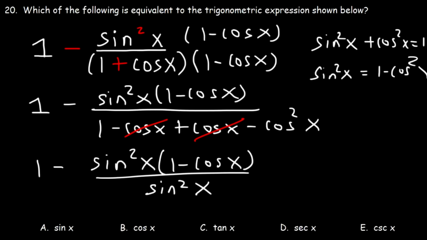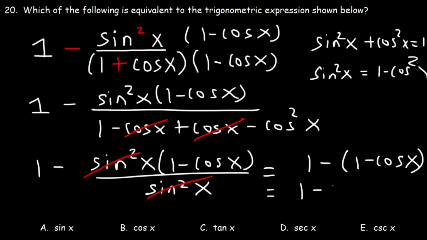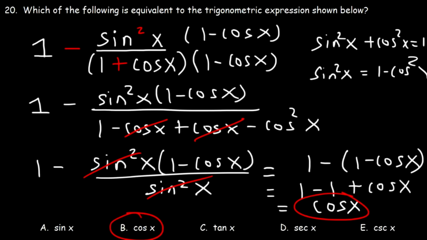So now notice that sine squared cancels. Sine squared divided by sine squared is 1. So this is going to leave us with 1 minus 1 minus cosine. Now let's distribute the negative sign. So it's 1 minus 1, but positive cosine. 1 minus 1 is 0, which leaves us with cosine x. So once again, answer choice B is the right answer.